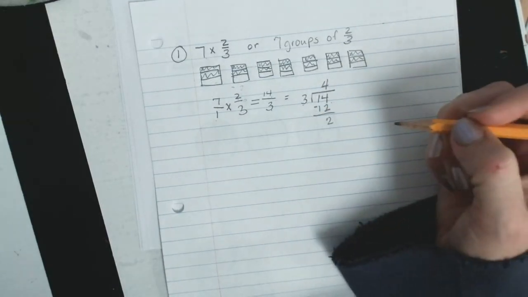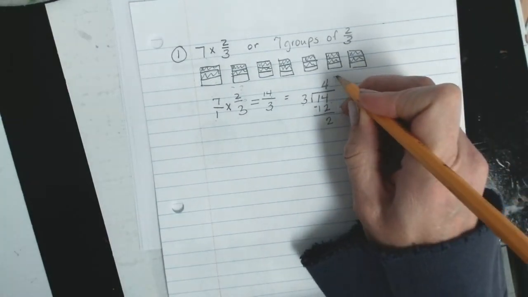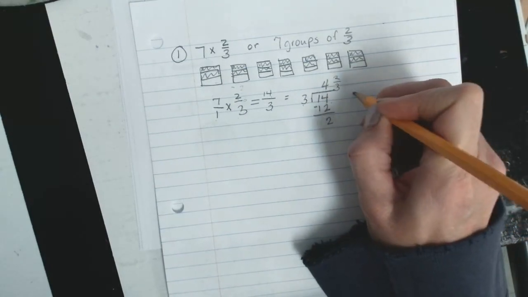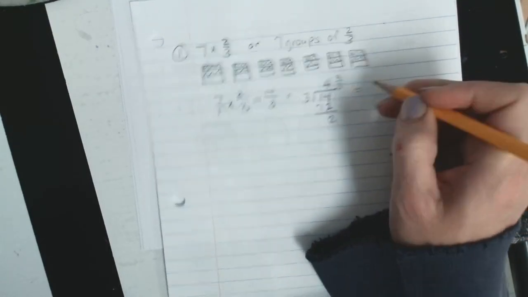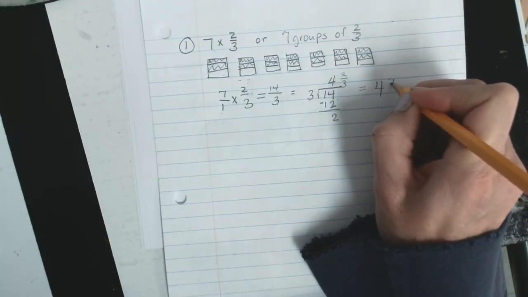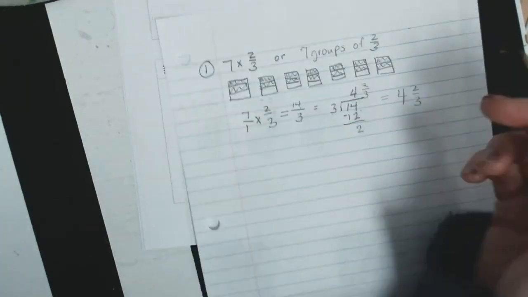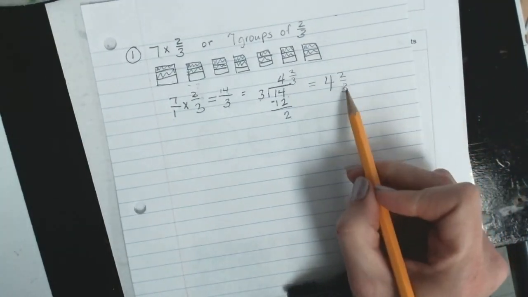And now we just have to write our remainder as a fraction. That'll be 2 out of 3. 2 out of 3 left over. And 2/3 is already in simplest form because I have 2 prime numbers.